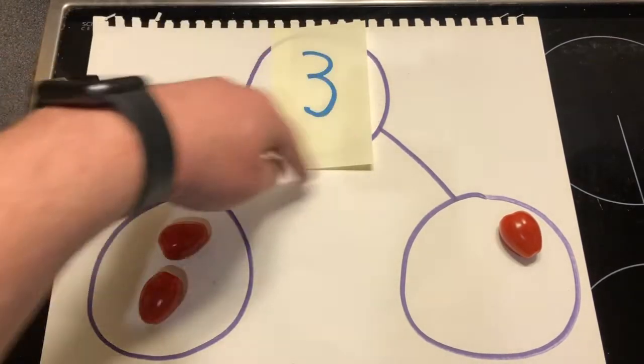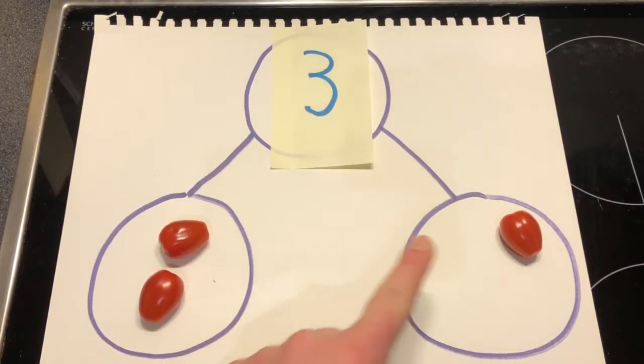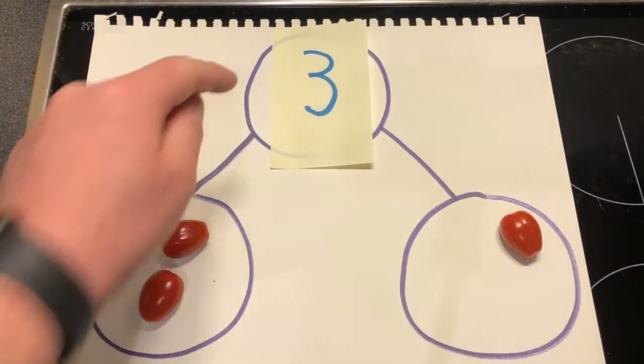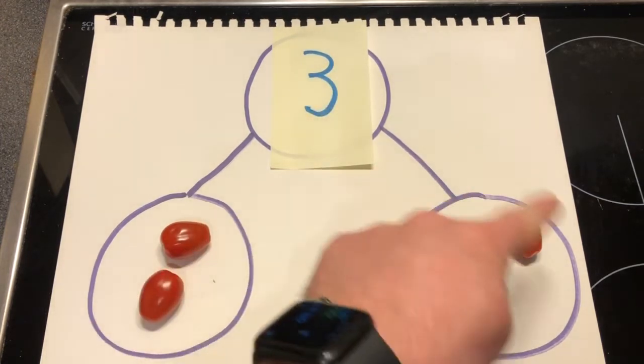What's that number? 3. How many's in this part? 2. How many's in that part? 1. But when I count them all together, they're the same as the number 3. Let's count. 1, 2, 3. Which means 2 add 1 equals 3 when I count them all together.